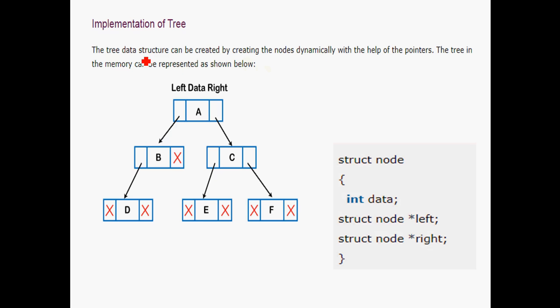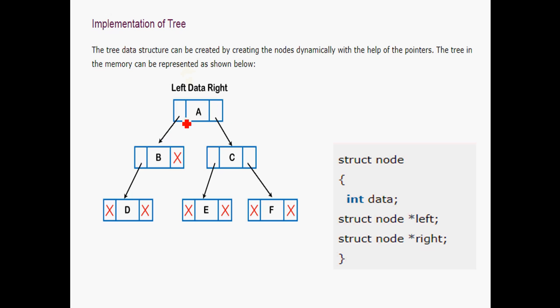This is another implementation of a tree, which is called a linked implementation, similar to the concept of a linked list. Linked representation. A tree data structure can be created by creating nodes dynamically with the help of pointers, similar to the linked list. The tree in memory can be represented as shown below.